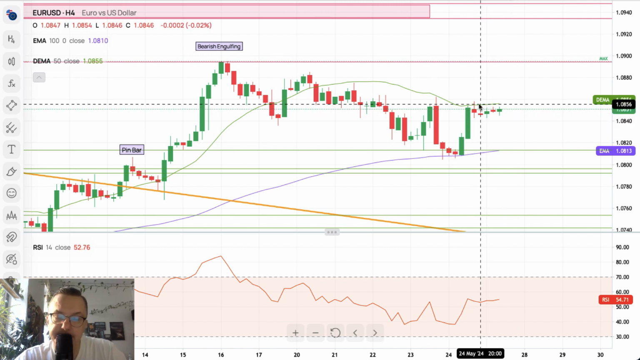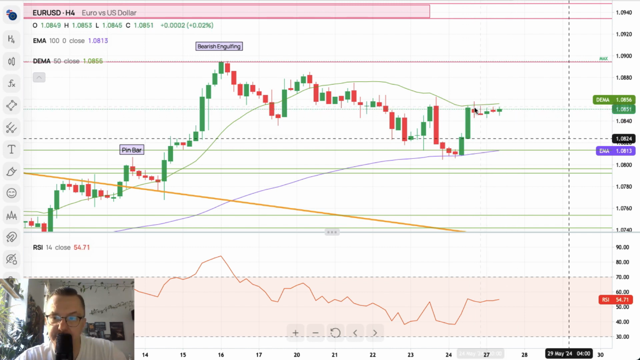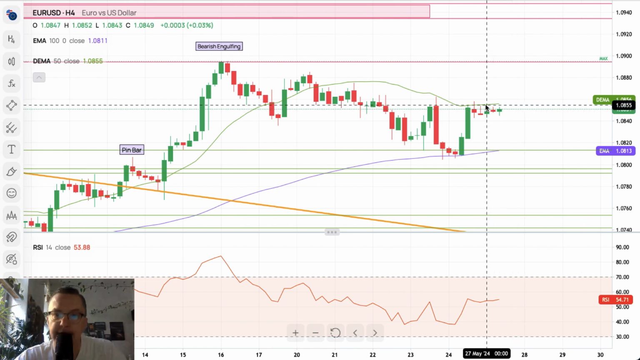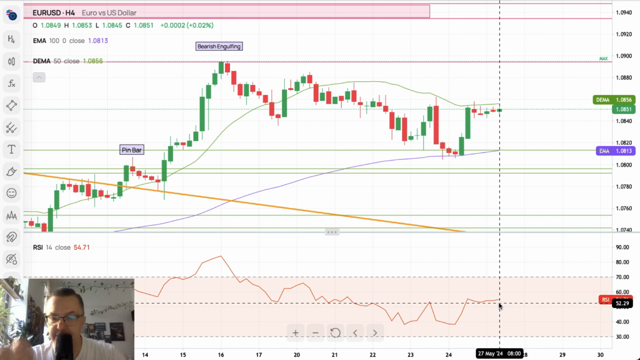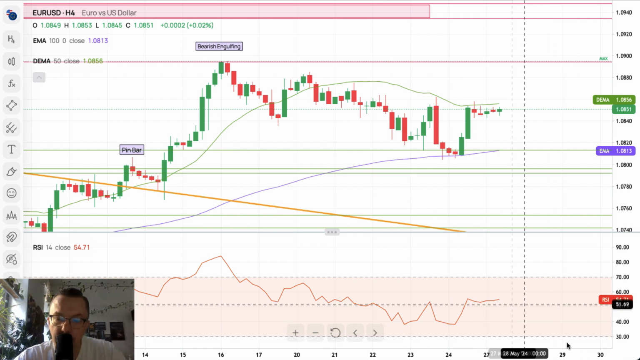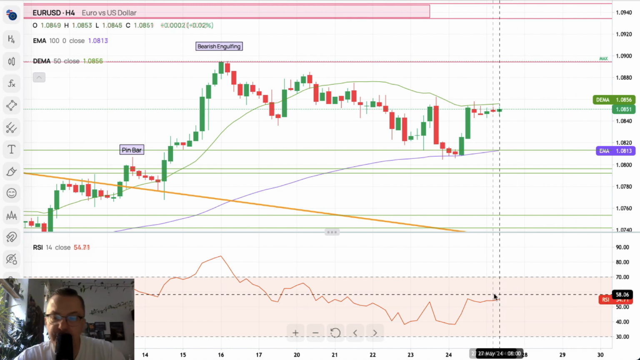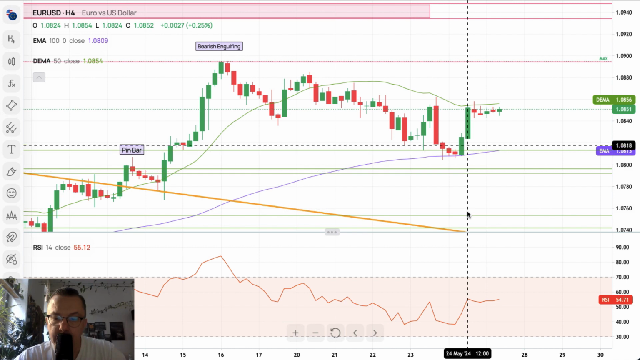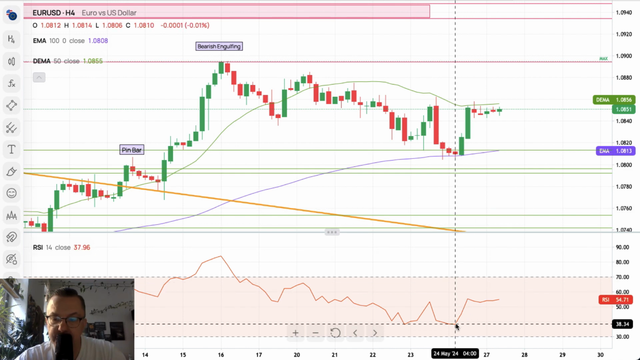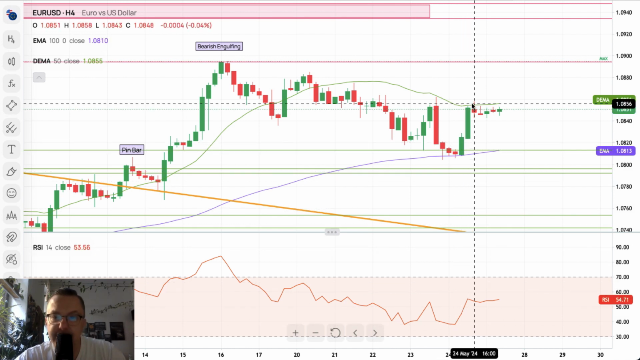Right now we consolidate just below the 50 periods moving average, 1.0856, and the market might be ready for another movement to the upside, especially because the RSI is now quite positive, 55 points. Let's say it's not that strong, but it's positive. After the dip towards the level of 40 points, we got this nice rebound.